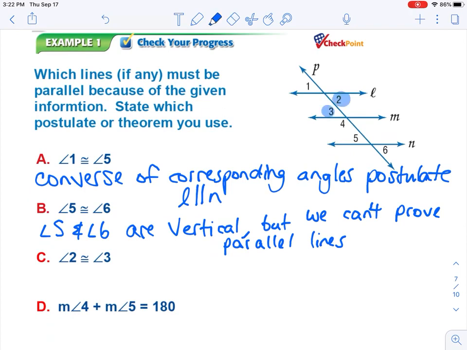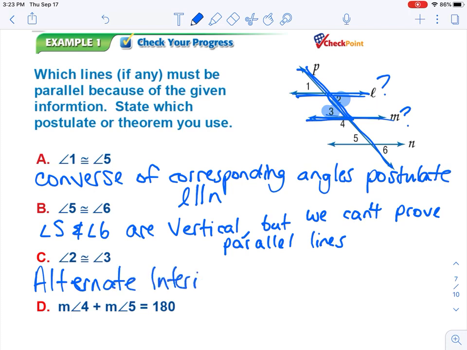So 2 and 3. Outline my angles, decide what's my transversal and my two parallel lines in question. So the questioning lines are L and M. 2 and 3 are alternate interiors, so by the alternate interior angles converse, we know that L is parallel to M.